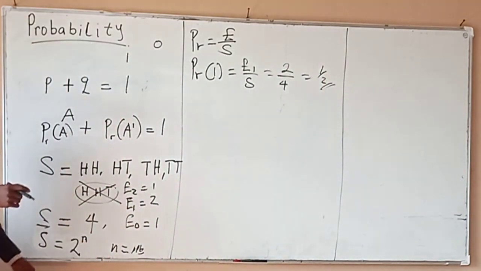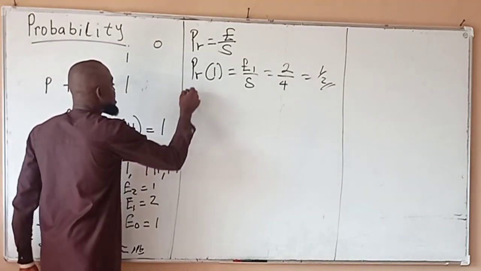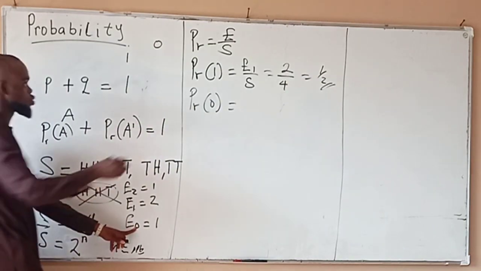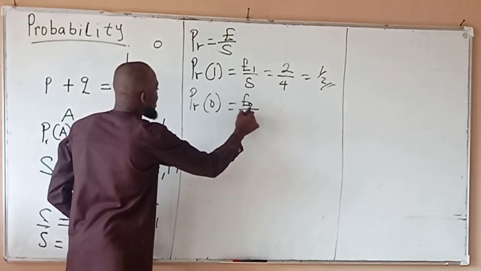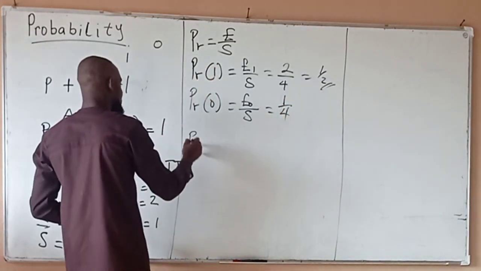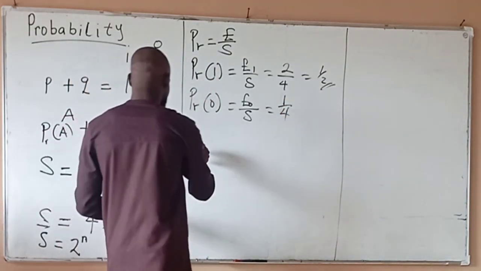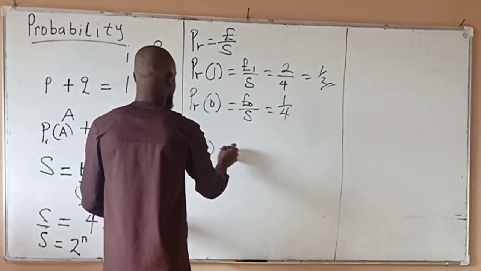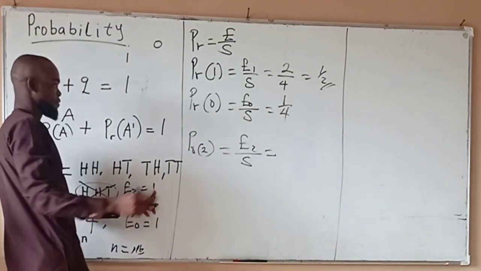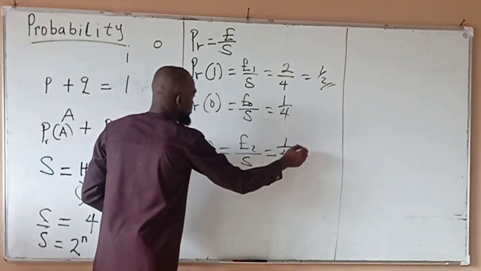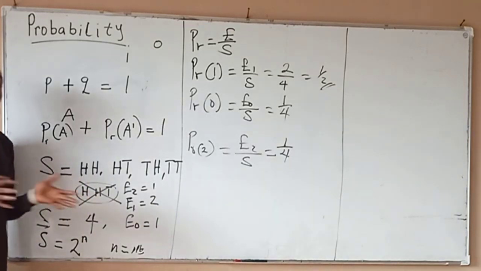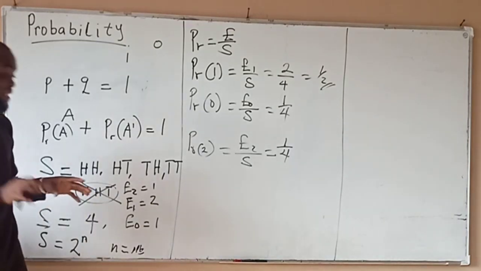We toss a coin twice. Then, what is the probability of having 0 head? How many events have 0 head? Just 1. The event of having 0 head over the sample space is 1 over 4. What is the probability of having 2 heads? The event of having 2 heads over the sample space. How many events have 2 heads? Just 1, so 1 over 4. So this is how to calculate probability. It's a very simple thing.